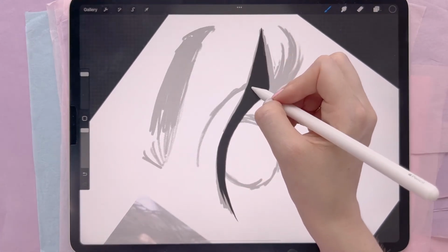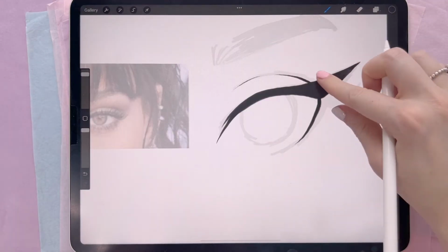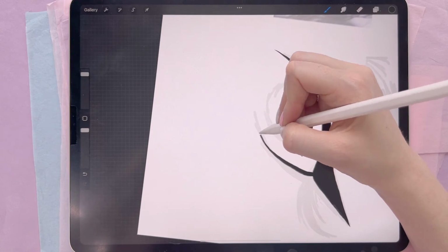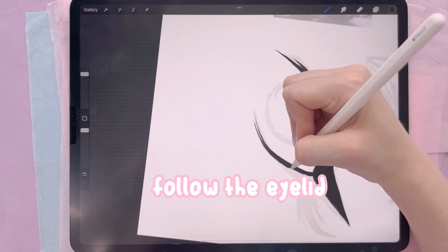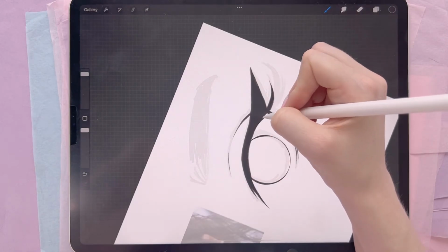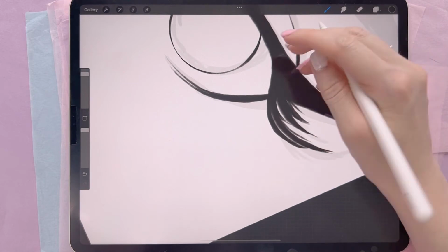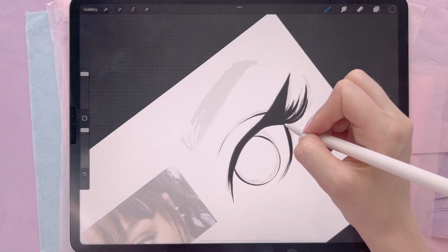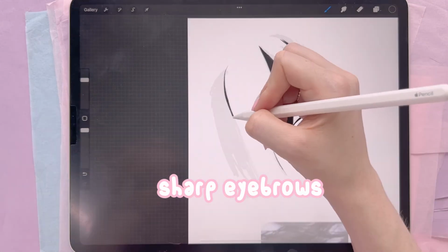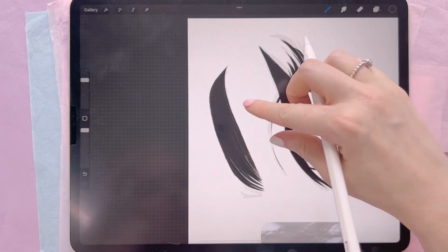It is completely your choice in how you draw these lashes, whether they are thin, thick, long, short, whatever you want, that is your choice. But I do feel like they would follow the eyelid shape, or the eye shape a little bit, and they would be a bit higher up at the edges. Upturned eyes work really well with sharp eyebrows as well, just as a reference.